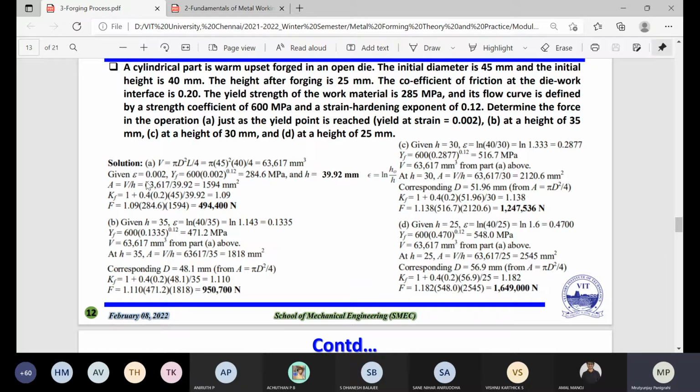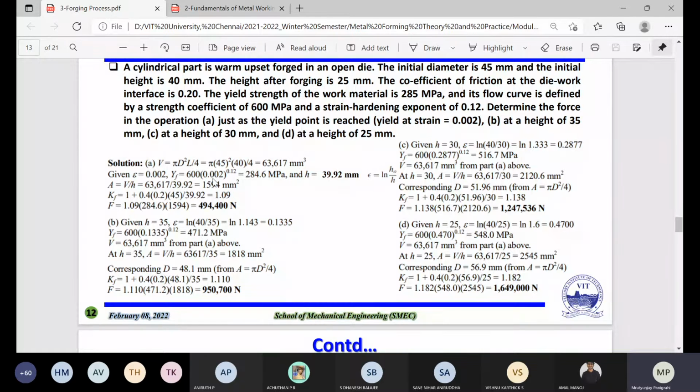So if you have V, then you can take area. In this H, actually, you have to take this 39.92, because this is the final H, after the initial force you have applied. So then you will find A equal to 1594 mm square. Do not take H value equal to 40. Initially for volume you have to take H value 40, but for this final H you have to take 39.92, because this is after this stage, not before.